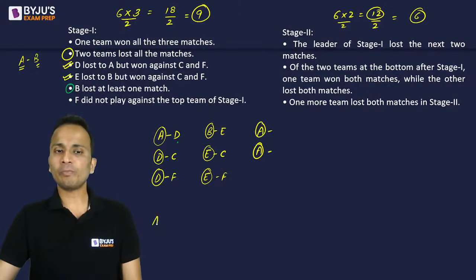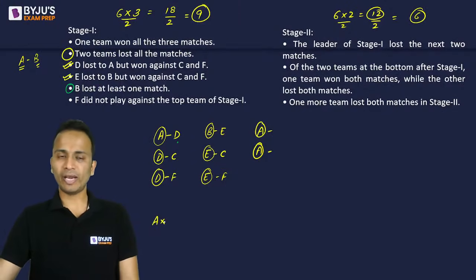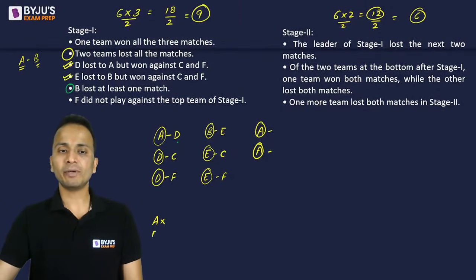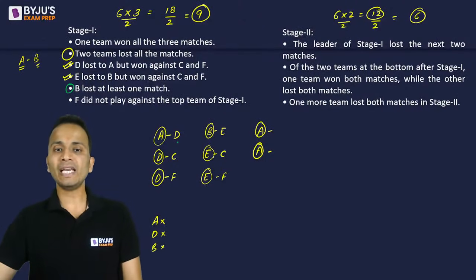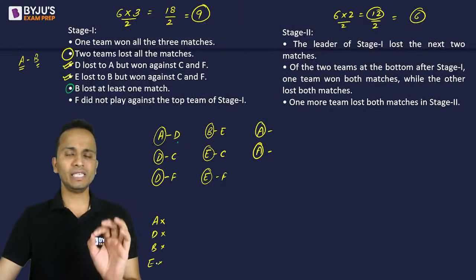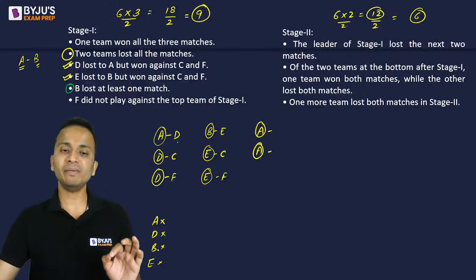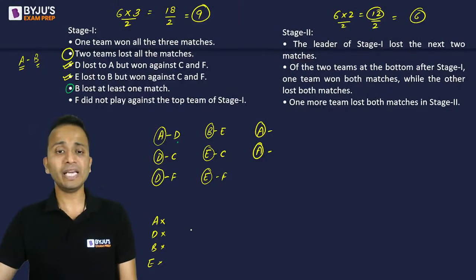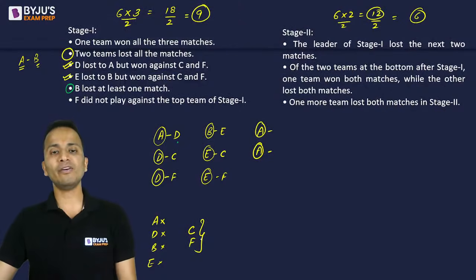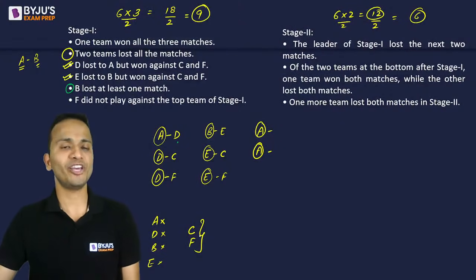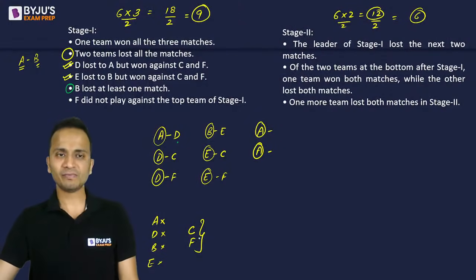Also, it is given that there are 2 teams which lost all the matches. So it cannot be A, right? It cannot be D because D has already won. It cannot be B because B has already won. And it cannot be E. So A, D, B, E. These 2 teams who have lost all the matches cannot be A, D, B, or E. So it will be C and F. So C and F will lose all their matches. Fine.